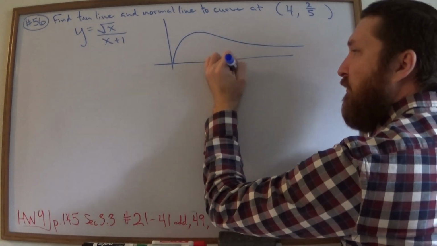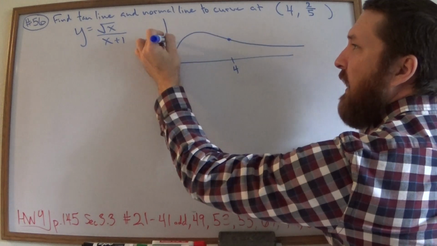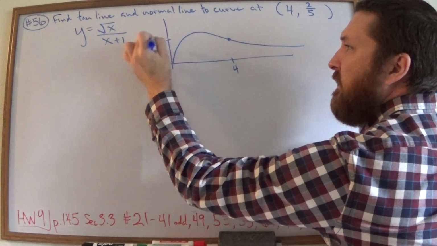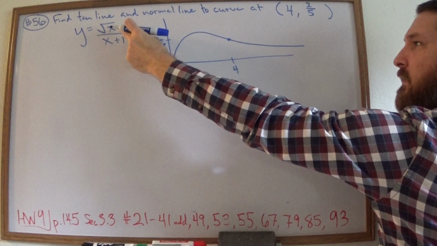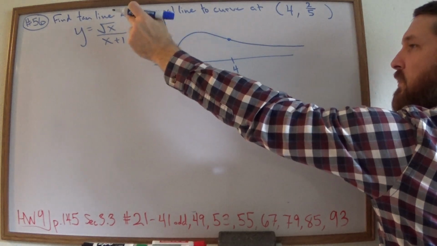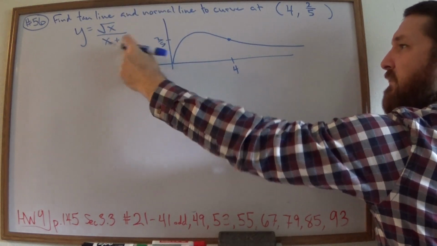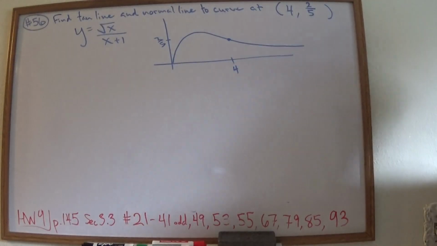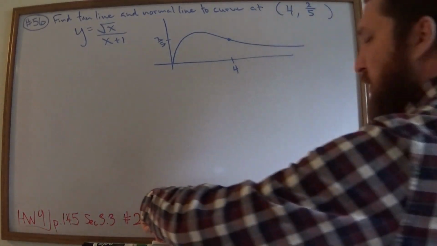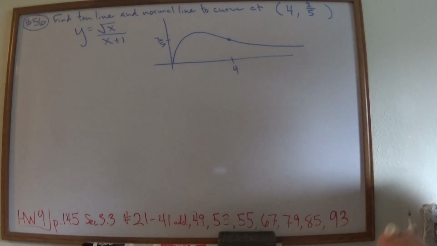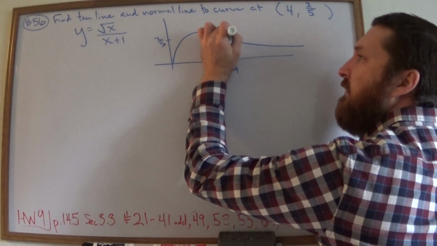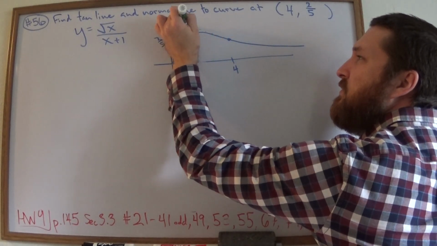You plug in a 4, you get out a 2/5. Does that look right? Plug in a 4, that guy's a 2, square root of 4 is 2. Plug in a 4, you get a 5, that's 2/5. Okay, nice. So the tangent line is this line right here, right? It's tangent to it.